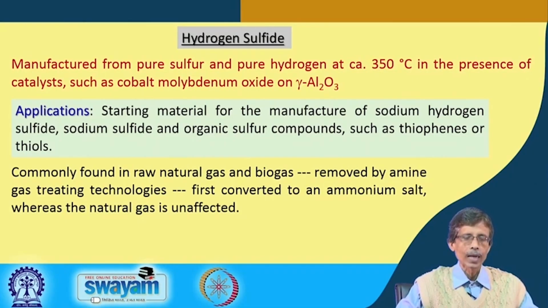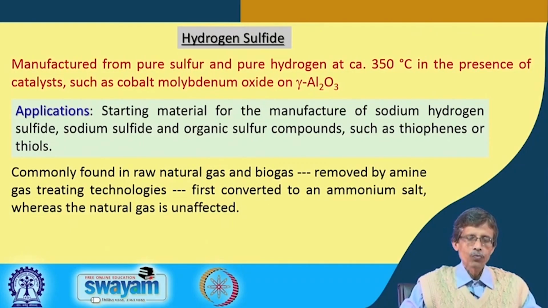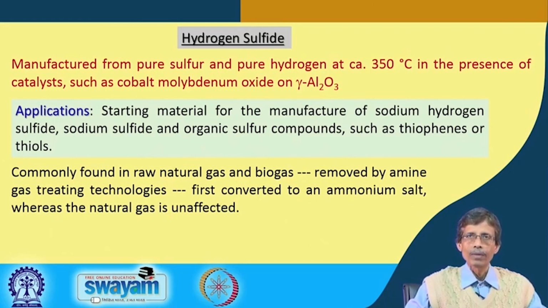So, when we take out natural gas, for bottling CNG, the compressed natural gas, or from any other biogas source, it can have hydrogen sulfide in it, and how do you remove it? You should have technological knowledge for that. Amine is utilized for gas treating technologies, and is first converted to its ammonium salt. If you have H2S and directly use ammonia or any other amine, you get ammonium hydrogen sulfide or ammonium sulfide, whereas the pure natural gas, your methane, remains unaffected.